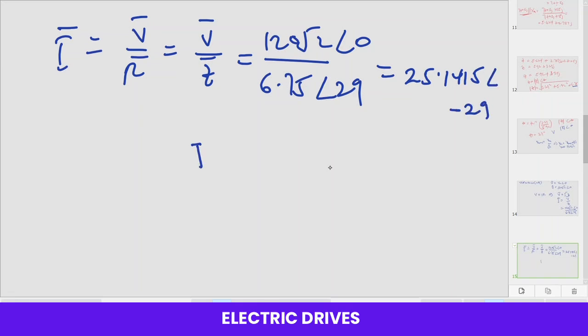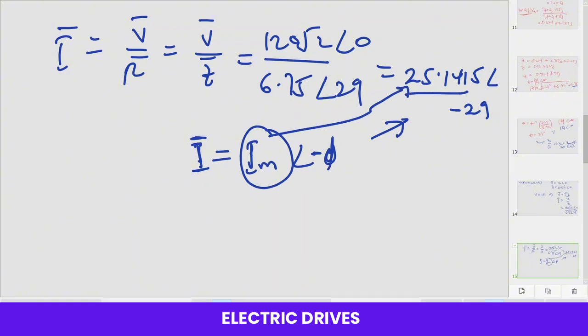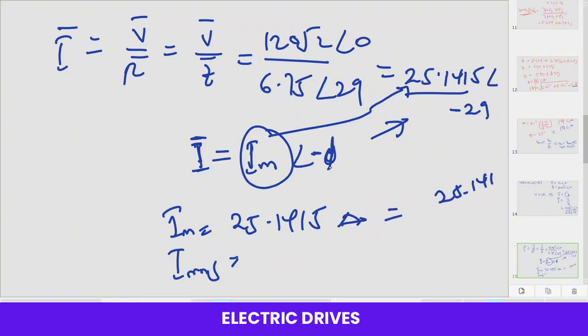So from this expression we know that I bar is equal to I peak, root, the angle, the negative angle, so it's taking this form. Then our Im, the peak current, is 25.1415 ampere. But then we have to find the IRMS. Now we know this one, so we just divide 25.1415 by root 2, and we get our IRMS. So the answer divided by root 2, then you find the modulus, and we get 17.7778 ampere.